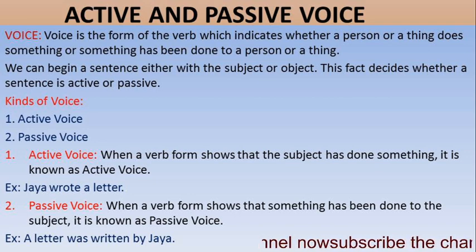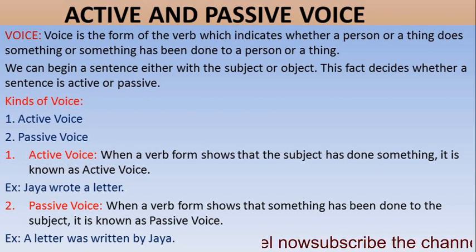Then let us look at the meaning. What is active voice? When a verb form shows that the subject has done something, it is known as active voice. Look at the example: Jaya wrote a letter. Here Jaya is the subject, wrote is the verb, a letter is the object. Here it shows that the subject is doing something.